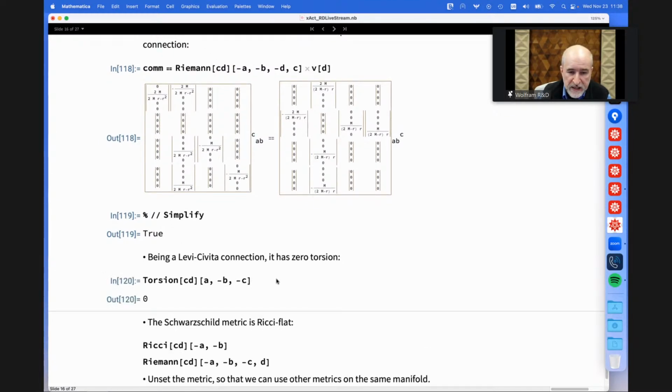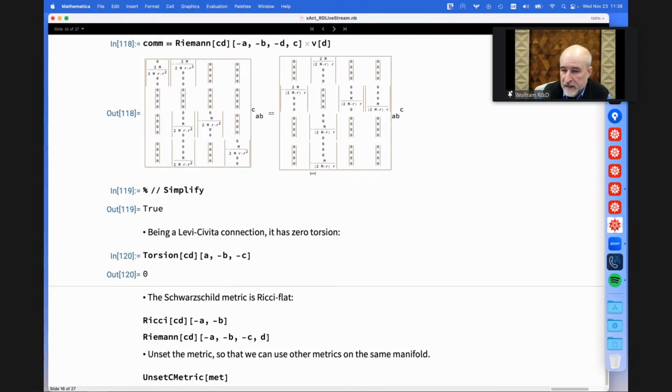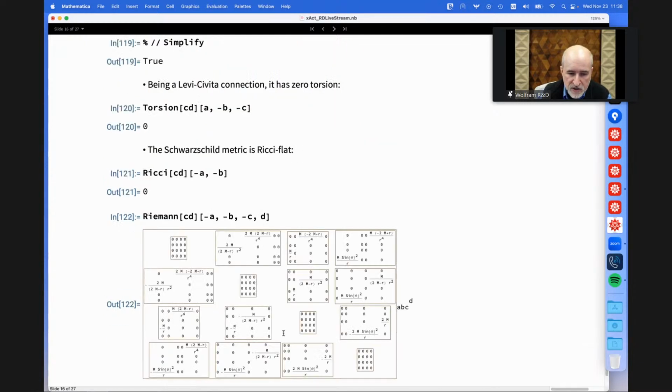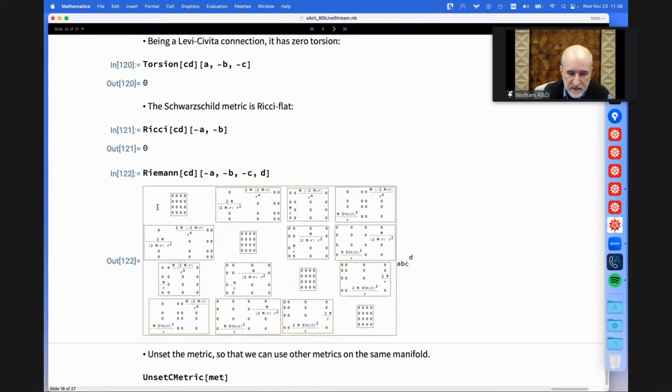Okay, being a Levi-Civita connection of a metric, this torsion is 0. Again, we could have added torsion, no problem. We can compute the Ricci, and it's 0. We know Schwarzschild is Ricci flat. Riemann is not 0. And again, notice how Riemann is represented. It has 4 indices, so it has boxes of boxes, right? The first 2 indices, the second 2 indices, etc. Okay. So that's Schwarzschild, which is pretty trivial.